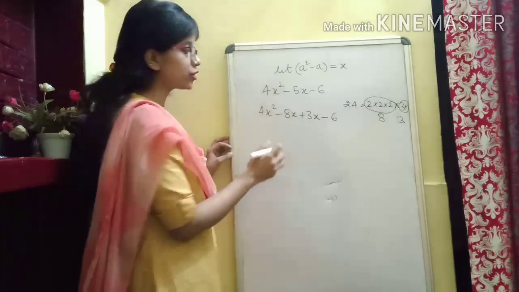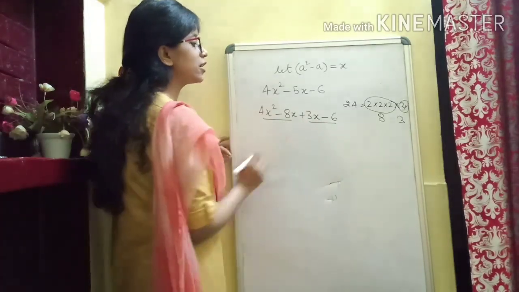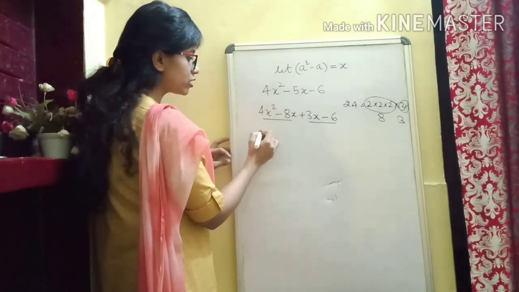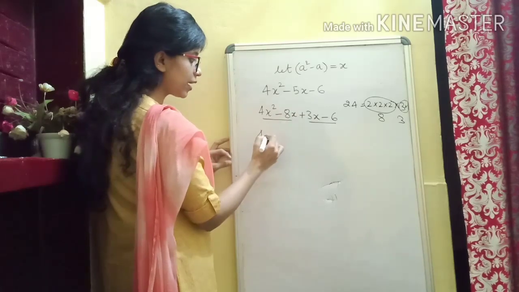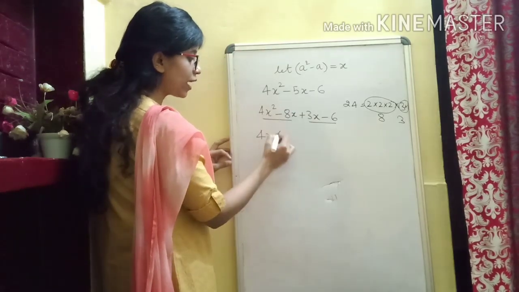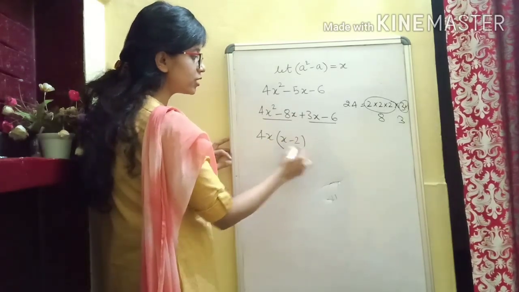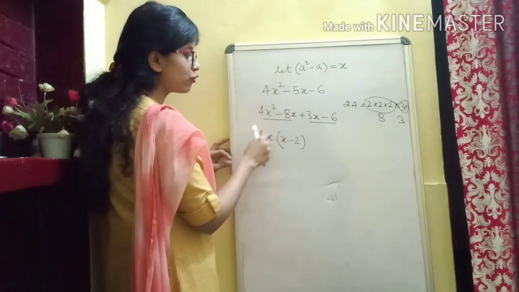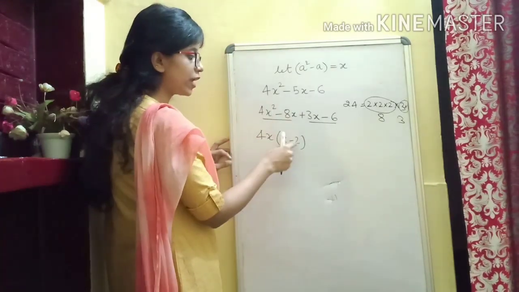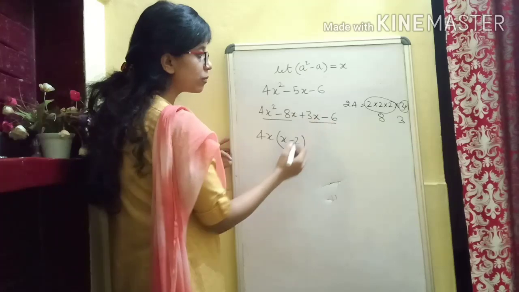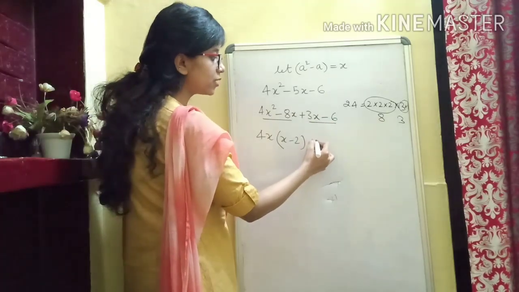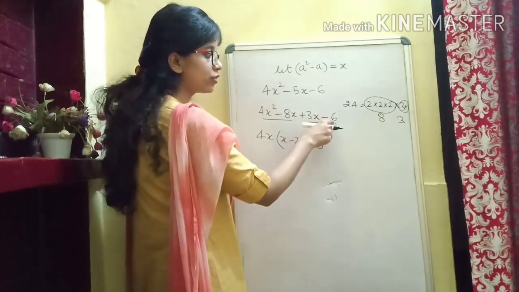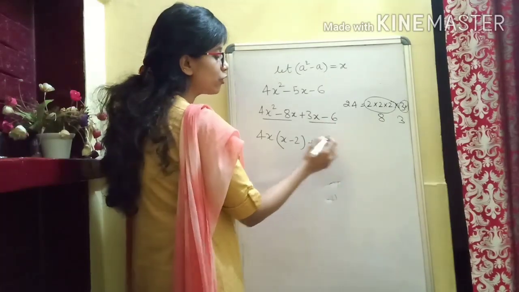Okay, now we have 4 terms. We will pair them and we take common. From these two, if you see, 4 is common and x is common. So what do we have? X minus 2, isn't it? Because here we have taken 4 common and x already common. So we are left with 2. Now from these two brackets, I am taking plus 3 common because we are having 3 in common. So what is left?